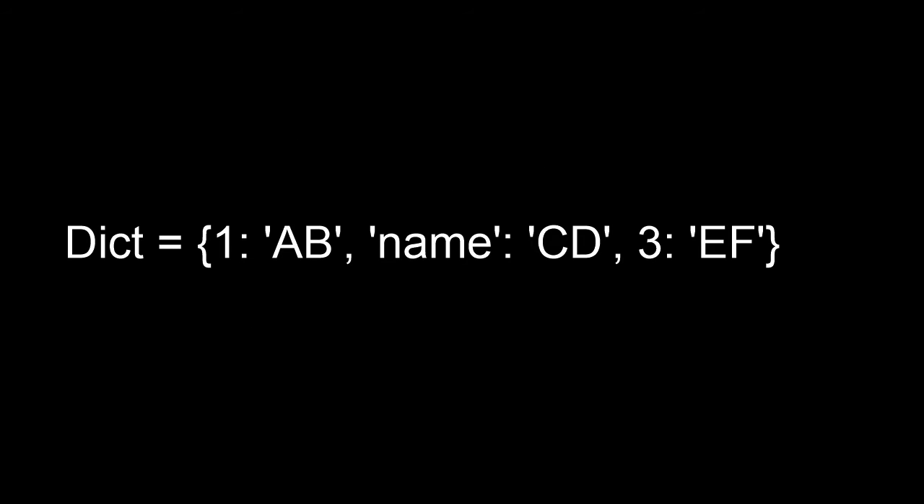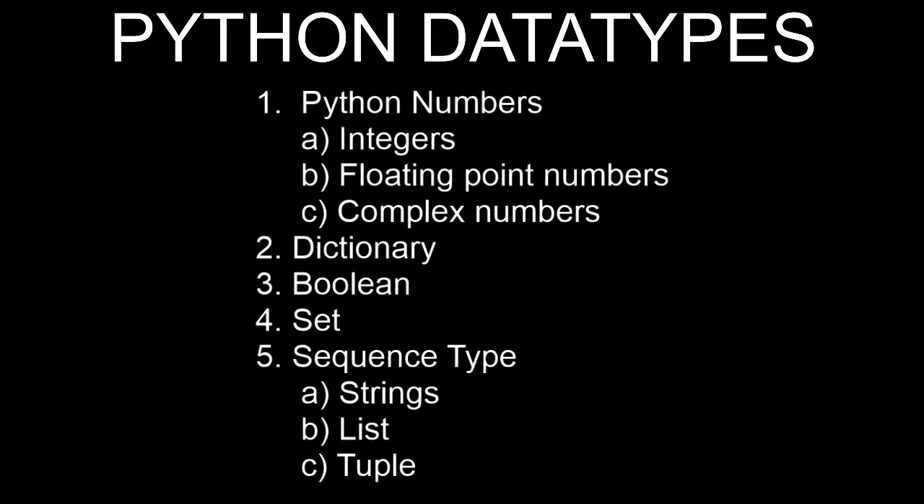Here is an example for dictionary. Dict equal to, inside the curly braces, key and value is there. First key is 1, value is AB. The second key is name, the value is CD. Key is 3, value is EF. In this way we can create a dictionary.